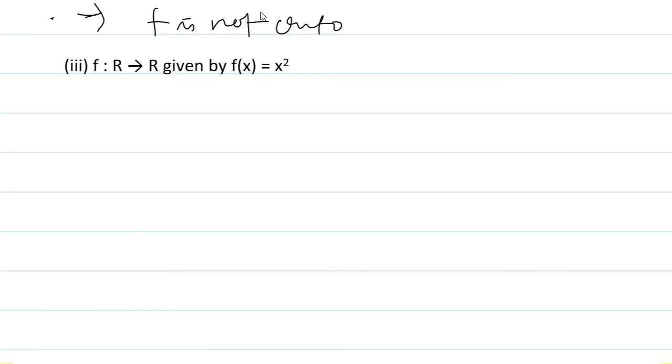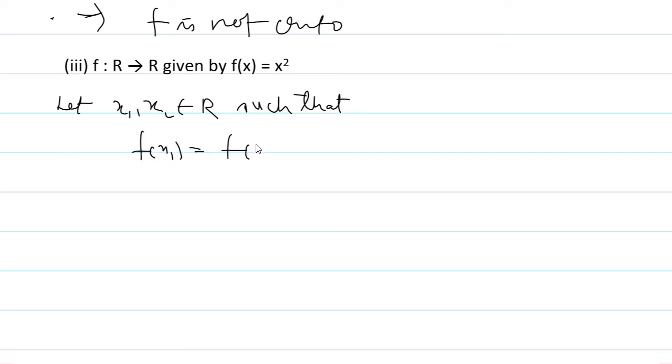Now let us solve the third part. Here we have f from R to R given by f(x) equal to x square again, but domain and range are now changed. Now let us assume, let for some x1, x2 belonging to R, this R is for the domain, such that f(x1) is equal to f(x2).